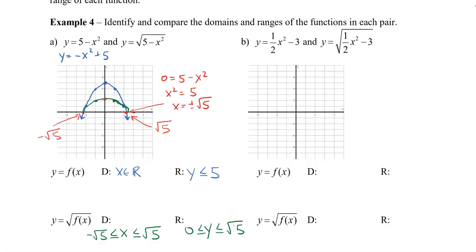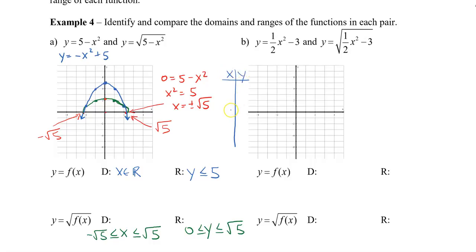Okay, let's take a look at another example. So here we have half x squared minus 3. Now maybe to help you a little bit, if you would like to use a table, you can. Or what you can also do is take half of all of our x values to help you.